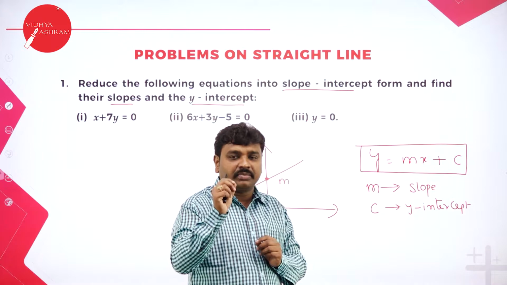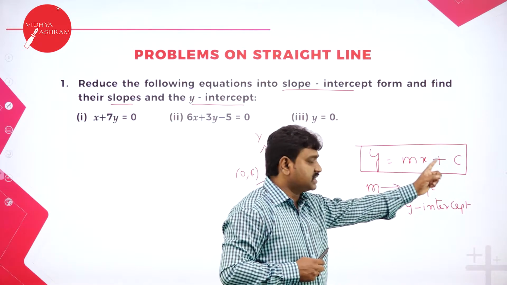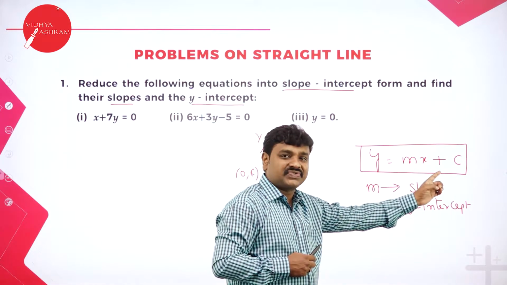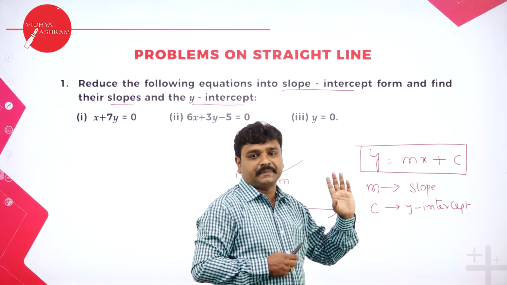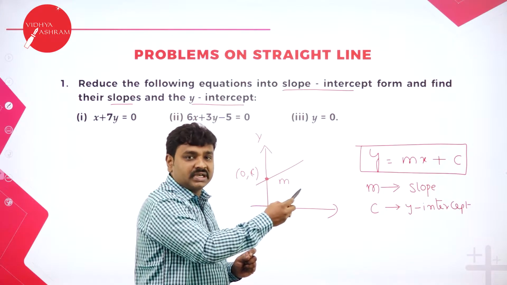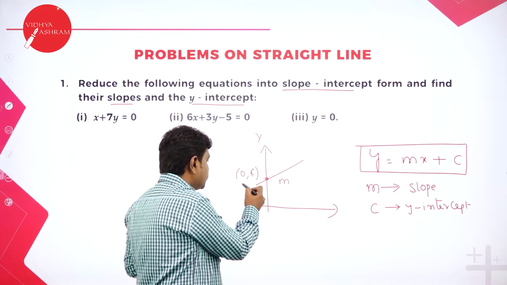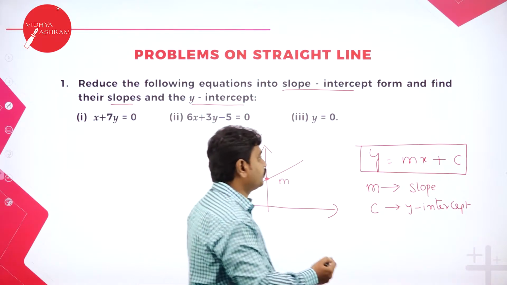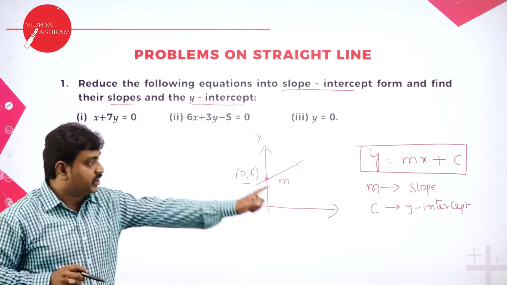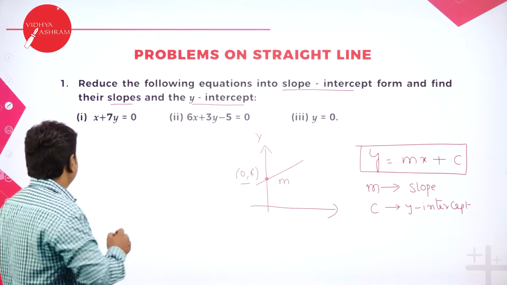Let me summarize. The slope-intercept form is y is equal to mx plus c. m stands for the slope of the line, and c stands for the y-intercept. What is meant by intercept? When a line cuts an axis, we call it an intercept. When a line cuts the y-axis, we call it the y-intercept. Here the y-intercept is 0 comma c. Now, coming to the problems, I hope all of you understood this. First become thorough with the slope-intercept form, now we'll apply that.